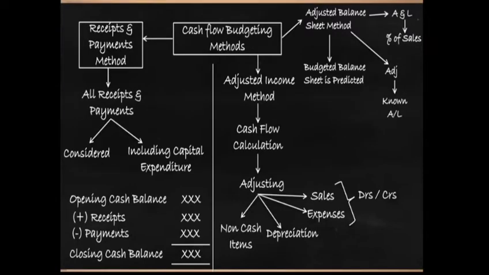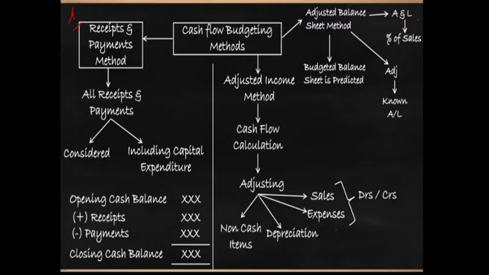Okay, so methods of cash flow budgeting. We will see three methods. Number one is the receipts and payment method. Here all the receipts and payments are considered, including the capital expenditures. So the first method is the receipts and payment method, where all the capital expenditures are also considered.